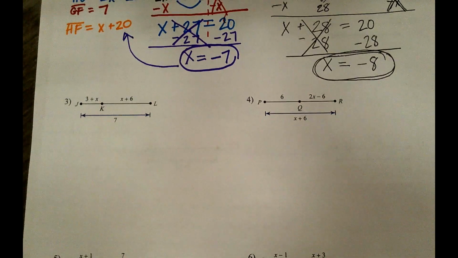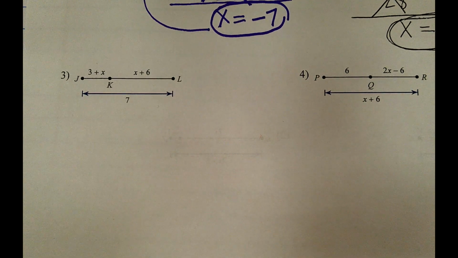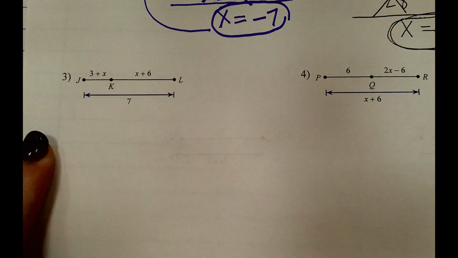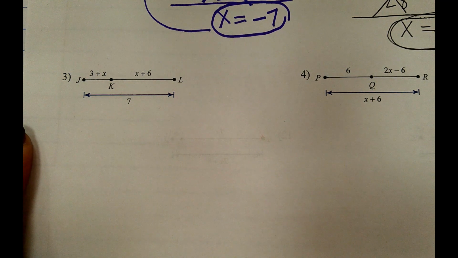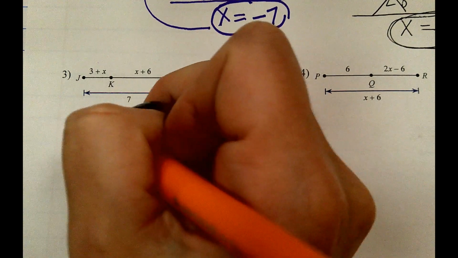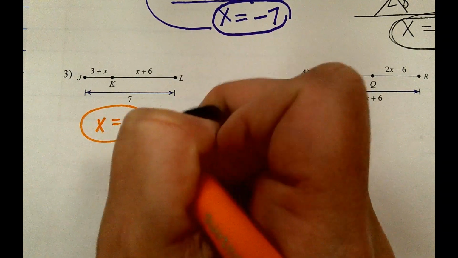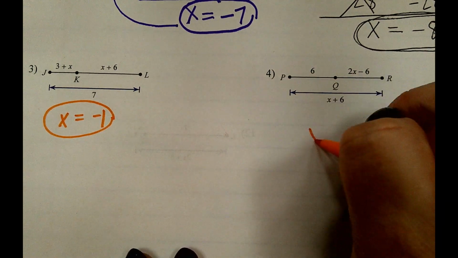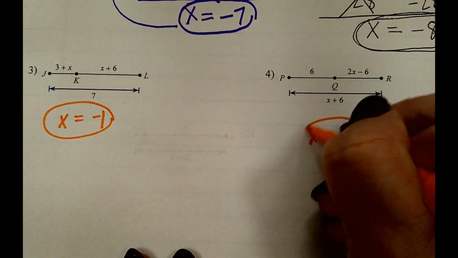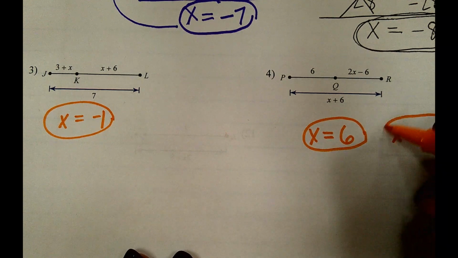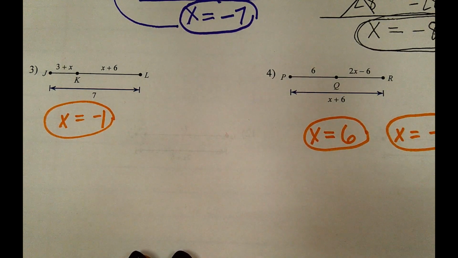All right, number 3. What answers did we get? Shout them out. -1. -1. Did anybody get something different than -1 for number 3? Everybody got -1? Okay, number 3. I guess it must be -1. X equals -1. Number 4. 6. Did anyone get something different than x equals 6? You got -6? X equals -6. Did anybody get something different than 6 or -6?